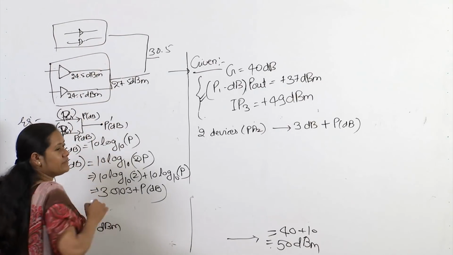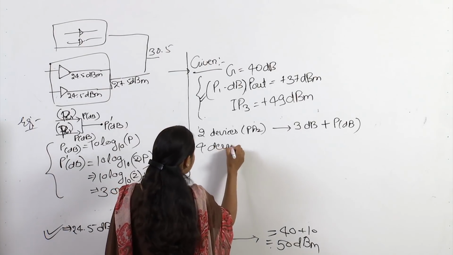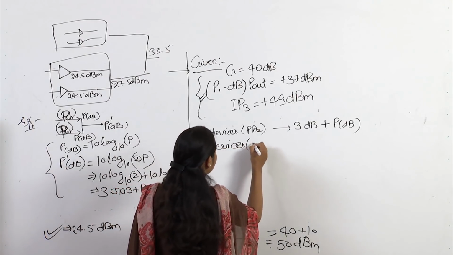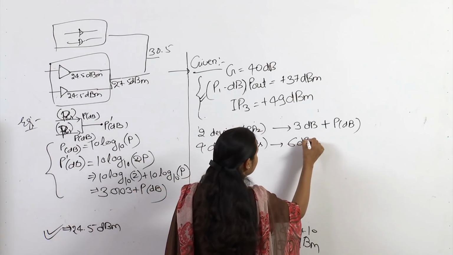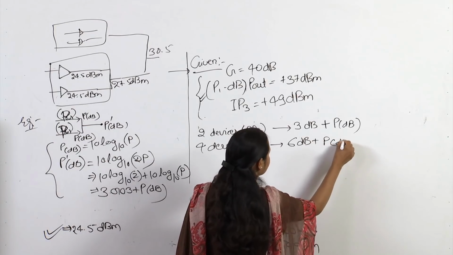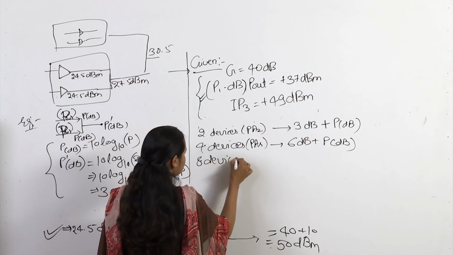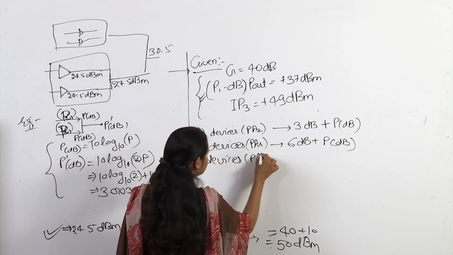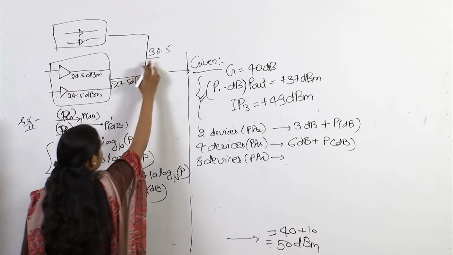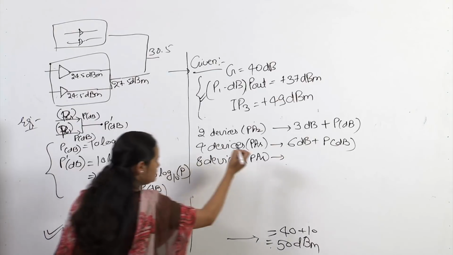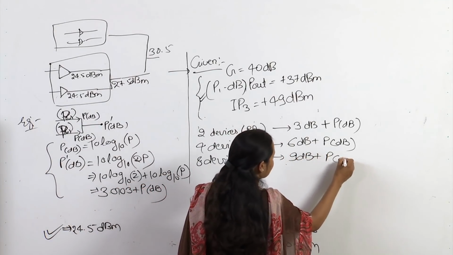and there will be 4 devices in parallel. So, 4 devices or PAs will give rise to 6 dB plus P dB. If I increase it to 8 devices or PAs and again repeat these here, then the addition will be 33.5. So, it will be 9 dB improvement over the original P dB, right.